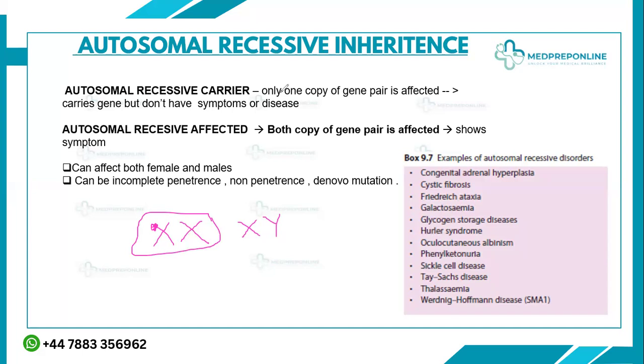Autosomal recessive carrier: only one copy of the gene pair is affected, carries the gene but does not have symptoms or disease. Autosomal recessive affected: both copies of the gene pair are affected, shows symptoms. That is what I explained to you.